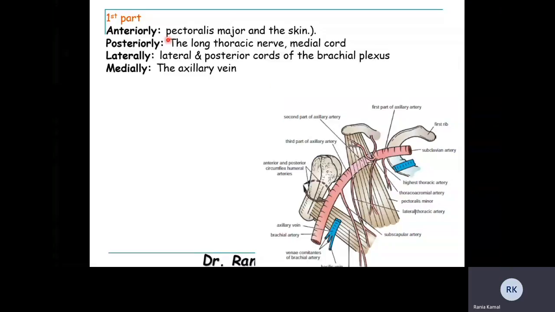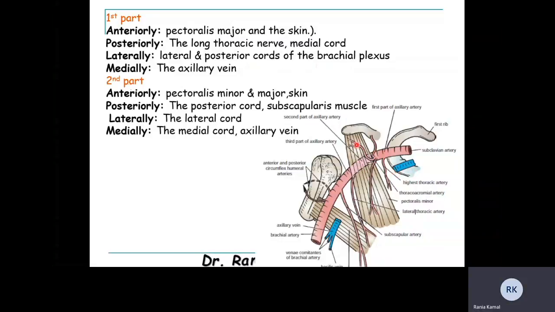The first part is related anteriorly to the pectoralis major muscle and covered by skin and fascia of the region. Posteriorly, it is related to the medial cord and long thoracic nerve, and laterally, it is related to the lateral cord and posterior cord of the brachial plexus, and medially, it is related to the axillary vein.